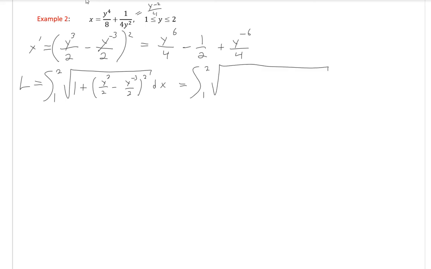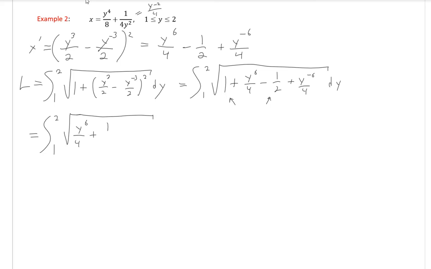1/2 square root of 1 plus everything I just got, dy, not dx. We note that we can combine 1 and negative 1/2 to make a positive 1/2. And what I'm going to do is put that positive 1/2 right where the negative 1/2 is. So I'll have y to the 6 over 4 plus 1/2 plus y to the negative 6 over 4 dy.